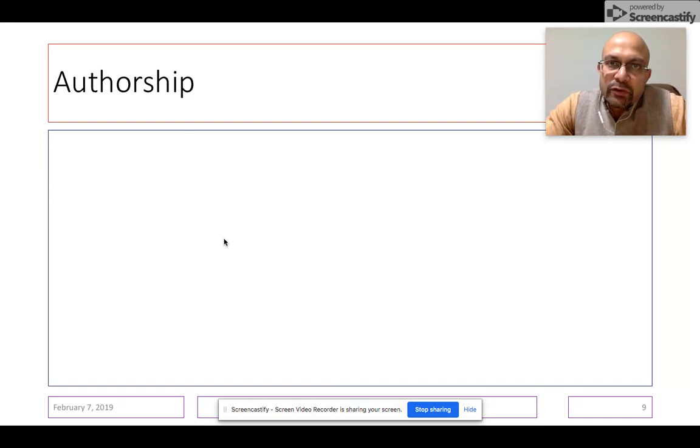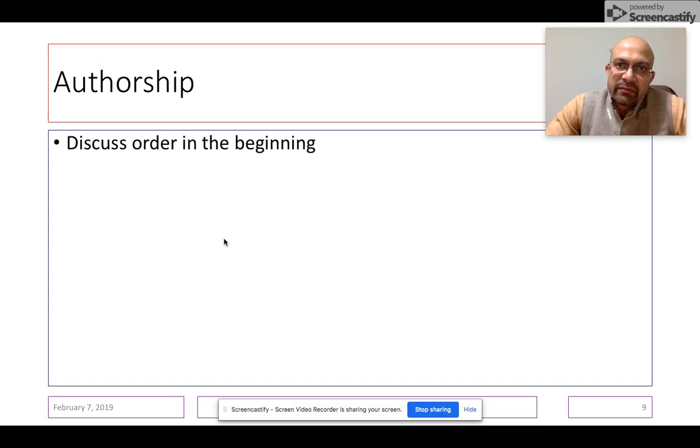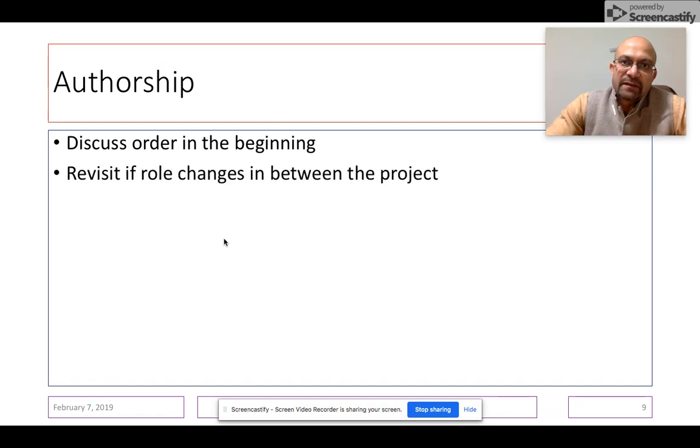I also want to talk in this video about authorship issues. A lot of students and early career researchers fall prey to authorship problems, and it's best to discuss the authorship before you start a project and come to agreement on the names of authors and the order of authorship. And if anything changes in between the project, it is always good to revisit this agreement and arrangement with your colleagues and partners who are involved in the project.